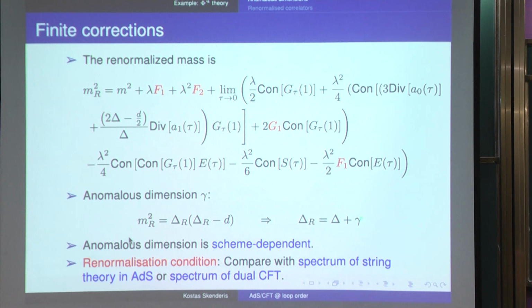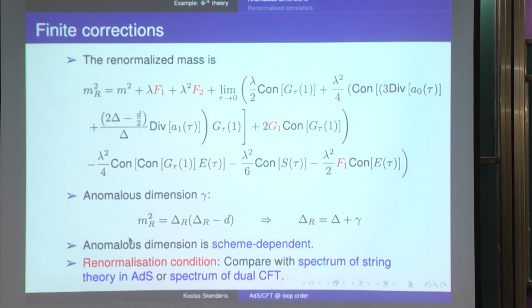Of course, because the renormalized mass has scheme dependence, this means gamma is scheme dependent. And this is something that was missed by all previous papers, in the sense that they were using one scheme or another, and then they would present formulas for gamma which clearly do not make sense, because the answer would change if you do the subtraction in a slightly different way. So the anomalous dimension is scheme dependent, and one needs to impose renormalization conditions to fix its value.